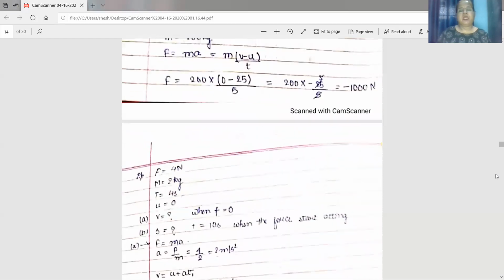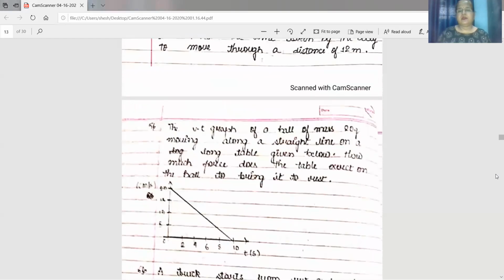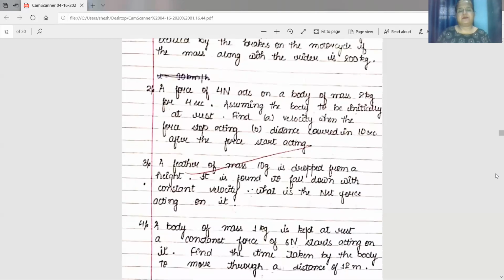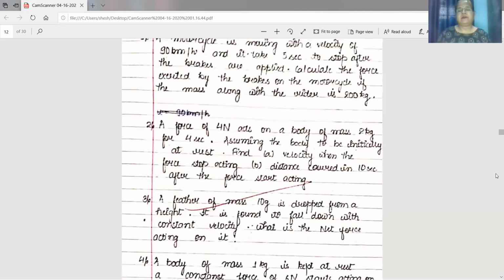Number 2, give reason. Write down first: dust comes out of the carpet when it is beaten with a stick. Second: a cricketer moves his hand backward while catching a cricket ball. I am repeating again. Dust comes out of the carpet when it is beaten with a stick. Second, B: a cricketer moves his hand backward while catching a cricket ball.